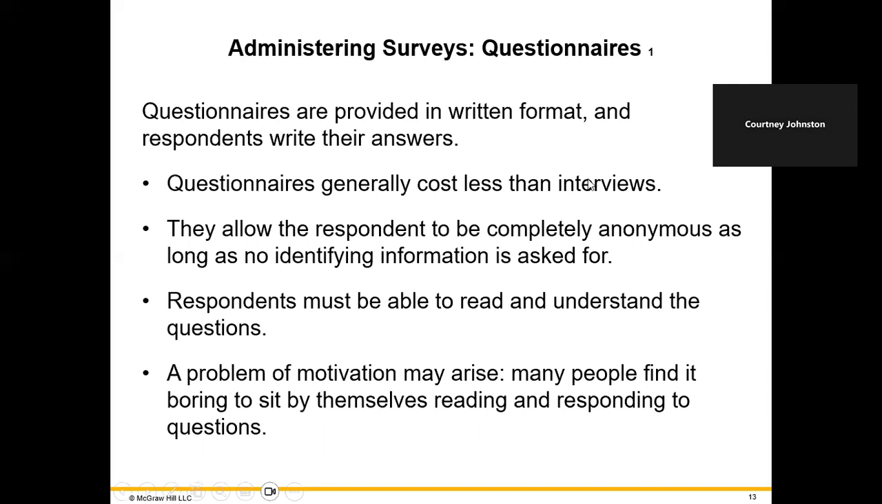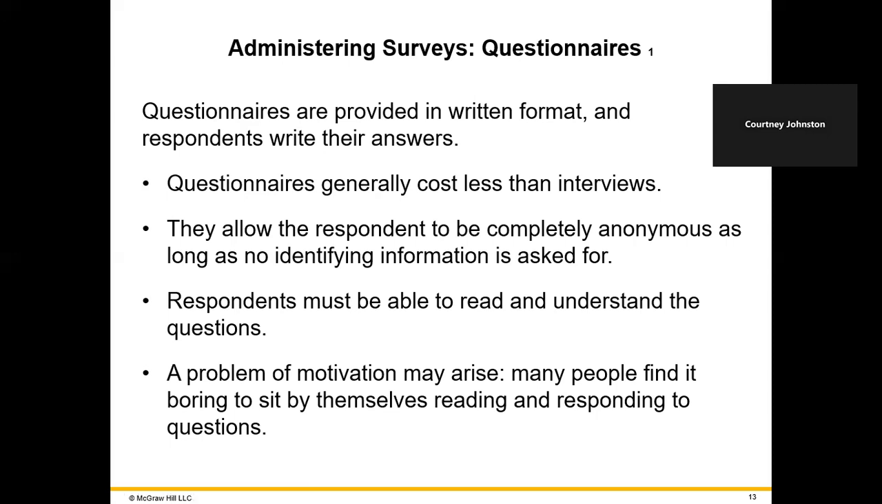All right, so administering surveys and questionnaires. We're going to use these synonymously. These are going to be in written format, and respondents write their answers. Because again, surveys can be given through questionnaires in this way, in that they write their answers. It can be online, they respond to answers, click a button. Surveys can also be given in an interview style, like a semi-structured survey.